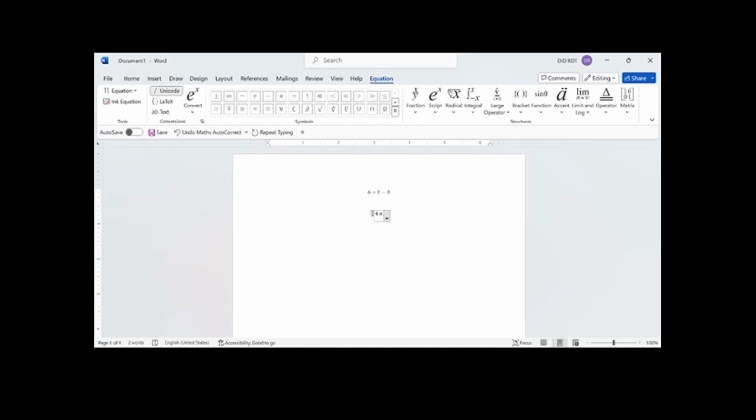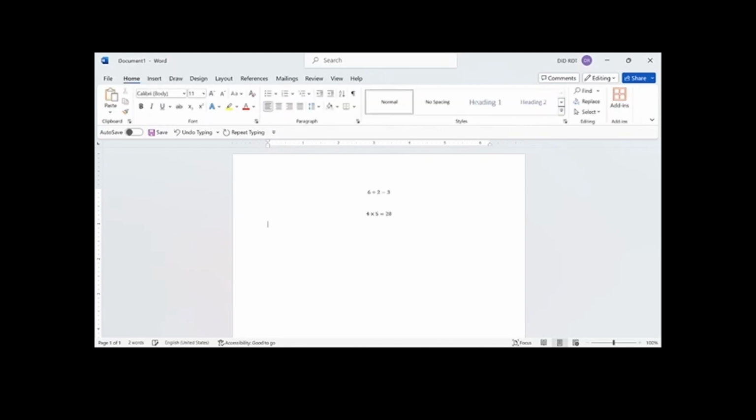This backslash times is going to convert into the multiplication sign. Then I'm pressing the other number. 5 equals 2, 0, 20. Now, let's observe how NVDA is going to read this. 4 times 5 equals 20. It said 4 times 5 equal to 20.